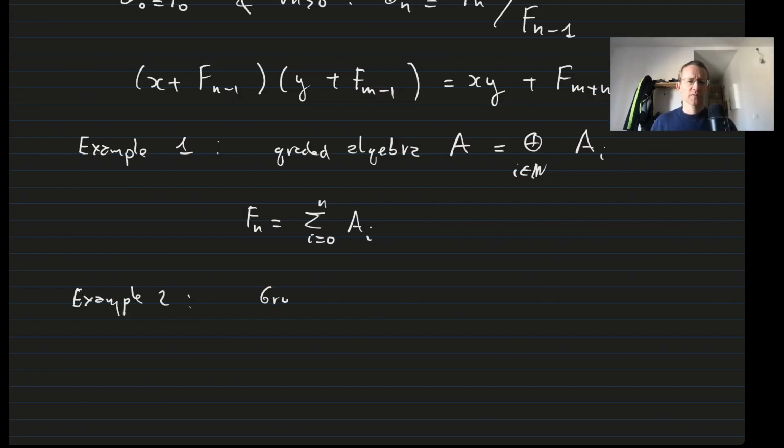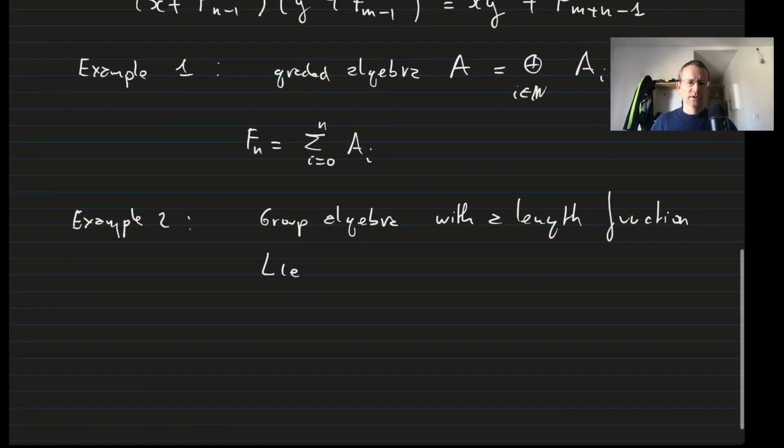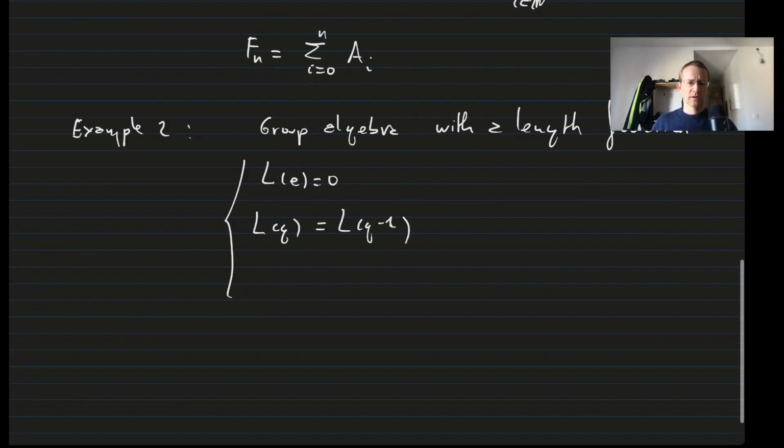Suppose we have a group algebra, so linear combinations of elements in a group, as well as a length function on the group, which associates a length 0 to the identity element, a length to a group element which is equal to the length of its inverse, as well as satisfying the property that the length of G times H is smaller or equal than the length of G plus the length of H.